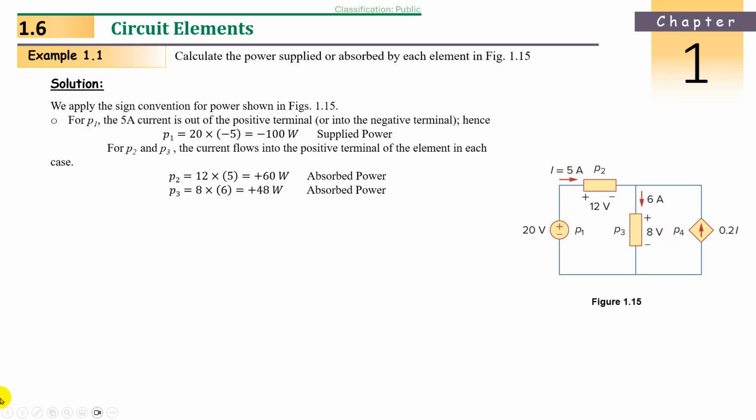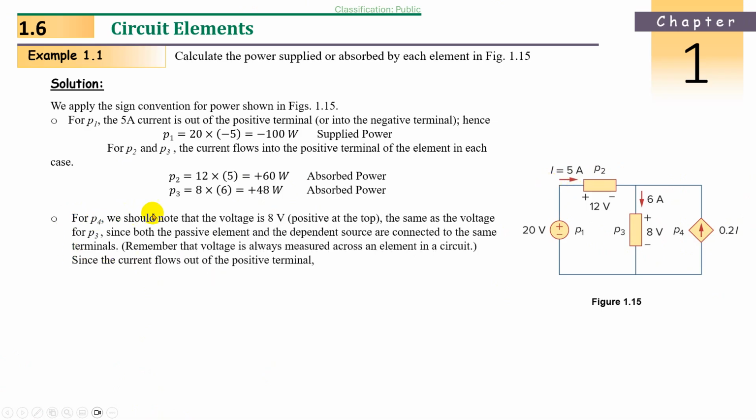Now what about P4? P4 is giving power, and it is a controlled one. The problem is, it is controlled with I. Where is I? 5 amperes, right? Controlled power. Now, for P4, we should note that the voltage is 8 volts.